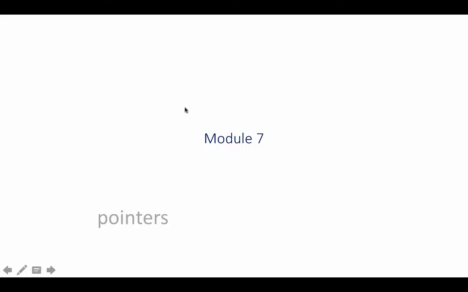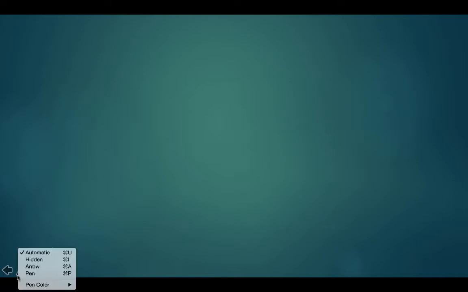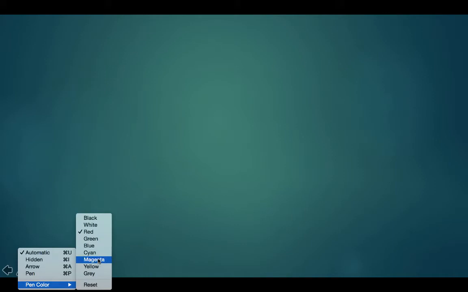All right, now we're going to talk some more about pointers. So let's just review what we were talking about with pointers. We have 7 data types that we've learned so far in this class.